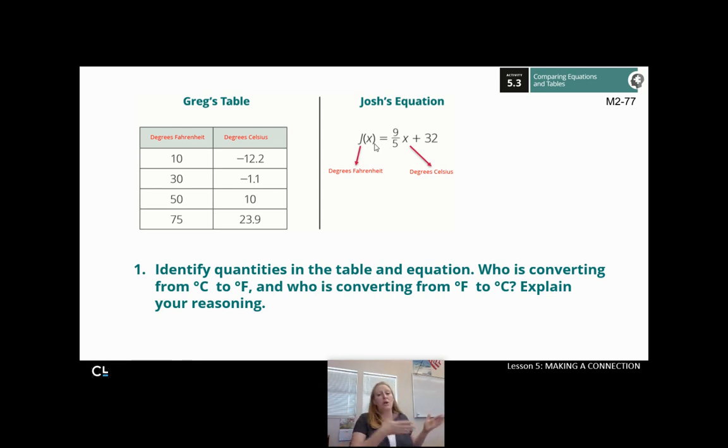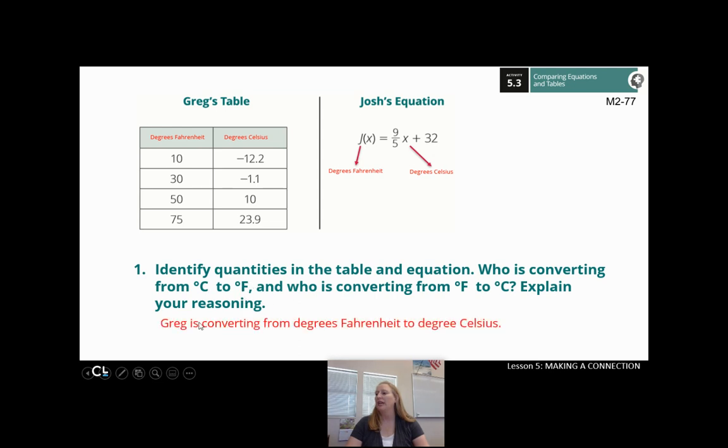And actually, this also helps us answer the question, who is converting from Celsius to Fahrenheit and who is converting from Fahrenheit to Celsius? Well, if you take a look, Greg is plugging in Fahrenheit and getting out Celsius. So Greg is going Fahrenheit to Celsius, and Josh is plugging in Celsius and getting out Fahrenheit. So that means Josh is converting from Celsius to Fahrenheit. So Greg is converting from degrees Fahrenheit to degrees Celsius, and Josh is converting from degrees Celsius to degrees Fahrenheit. Input, output, input, output. Fair enough.